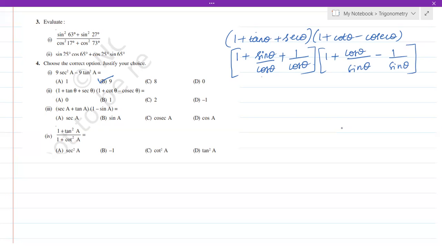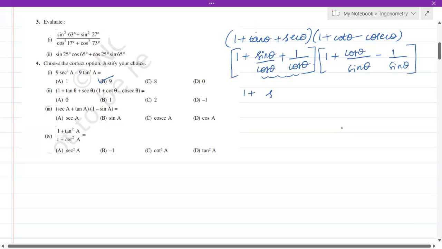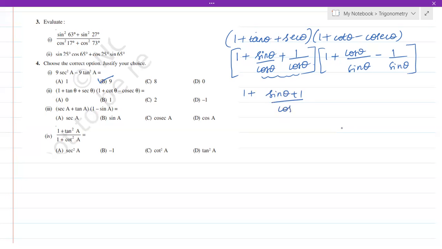If you observe these two terms, I've got the same denominator. So let's combine that. So 1 plus, it will become sine theta plus 1 divided by cos theta. Even here, these two terms have the same denominator. So let's combine it. It will become sine theta once. The numerator will become cos theta minus 1.